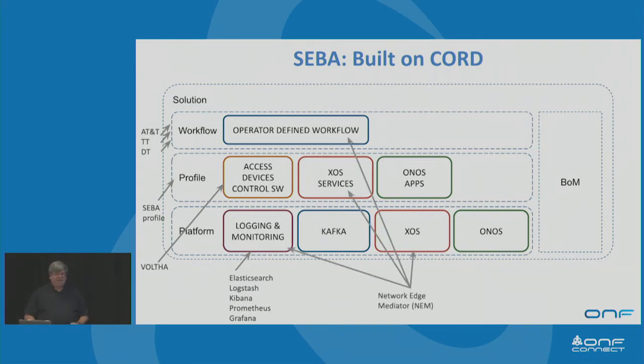Now the NEM layer crosses the software architecture layers. The NEM will implement some parts down here in the platform. For example, XOS is an orchestration software that you'll be hearing about a lot today, and XOS will have services that run on top of it. Also part of the NEM will be the workflow and the logging and monitoring infrastructure.